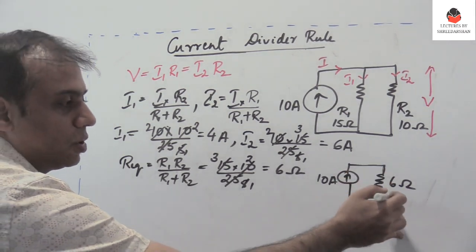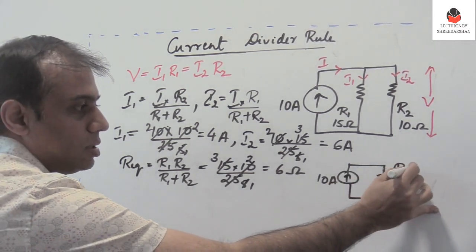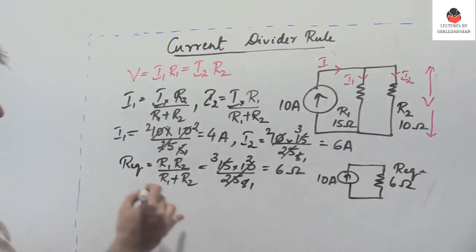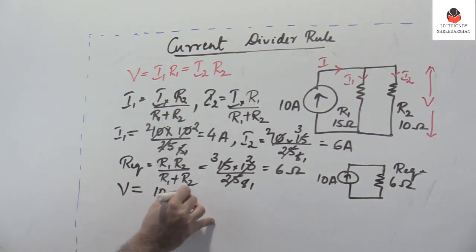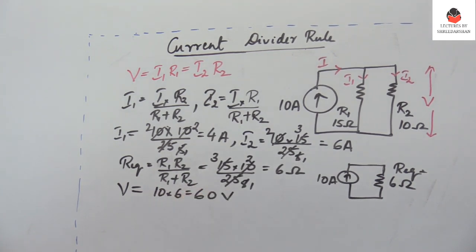So what is the voltage across R equivalent? It is I into R. So the total voltage is I into R, which is 60 volts.